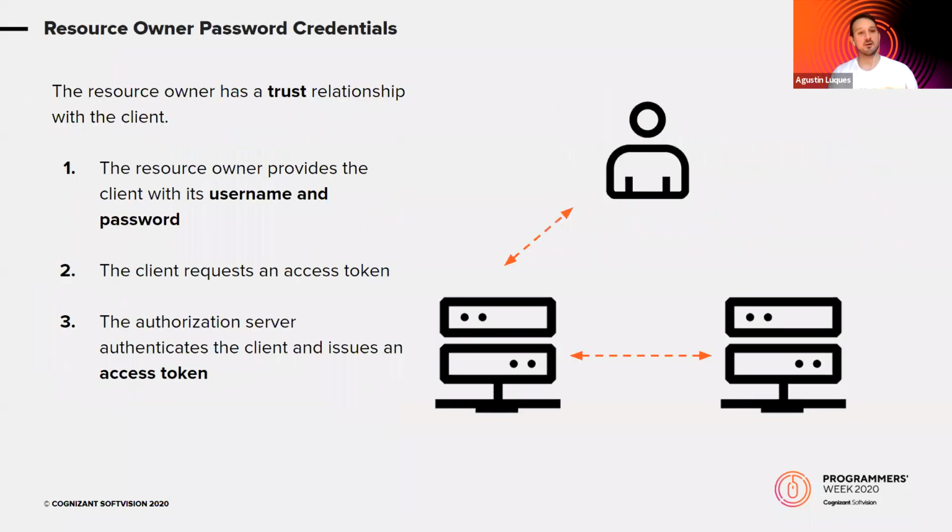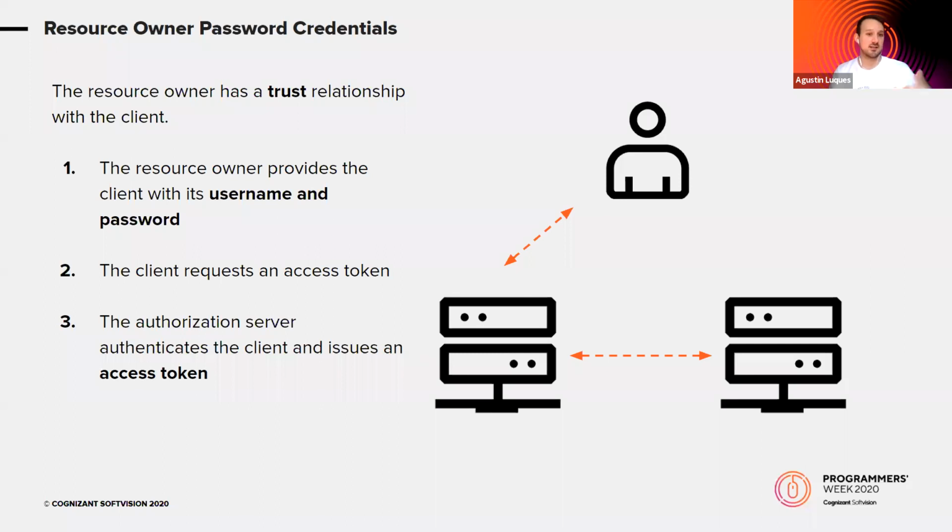Well, talking about insecure flows, here we have the resource owner password credentials, aka password flow. This flow was designed for quickly migrating applications to use OAuth. So you should use this as a temporary solution. As you can see in the slide, the resource owner has a trust relationship with the client. So you should never use this flow with a third-party application.